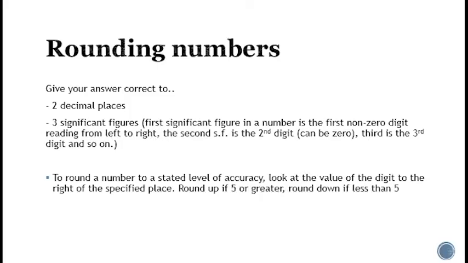To round a number to a stated level of accuracy, you look at the value of the digit to the right of the specified place. Round up if 5 or greater, round down if less than 5.